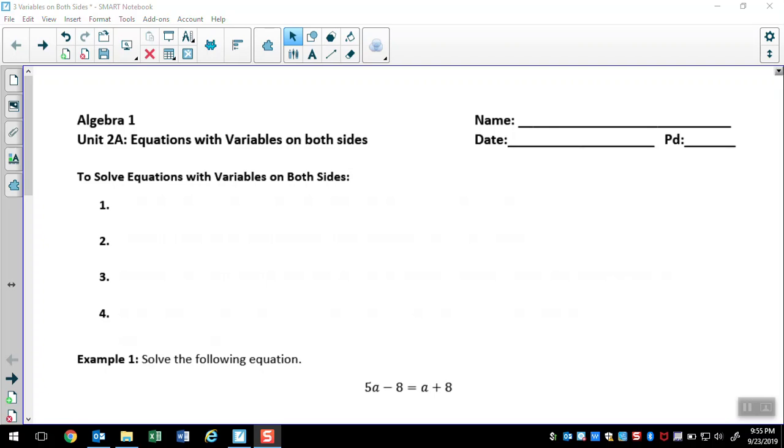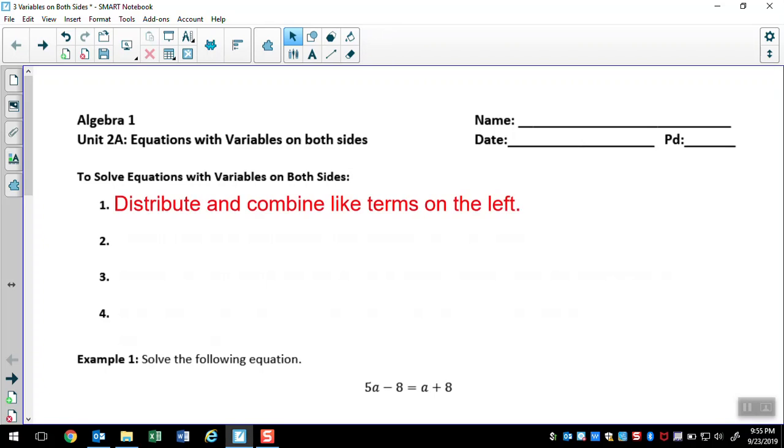Hi everyone, today we're going to look at how to solve multi-step equations that have variables on both sides of the equal sign. So to solve, we have several steps that we need to follow. The first one that we want to do is distribute and combine like terms that are on the left side of the equal sign. Then we want to distribute and combine like terms that are on the right side of the equal sign.